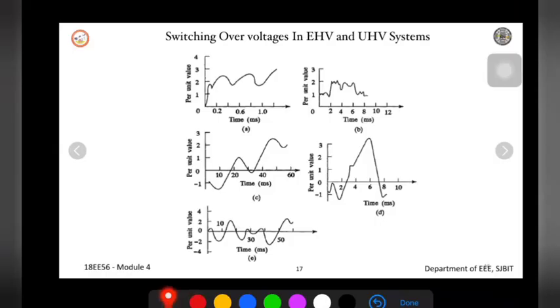See here, the first one is related to the recovery voltage after fault clearing. Once a fault is present in the system, when you clear the fault, how will the system try to recover? The voltage is given in per unit on the y-axis, and the x-axis is the time. This is the time taken to recover the voltage after fault clearing.